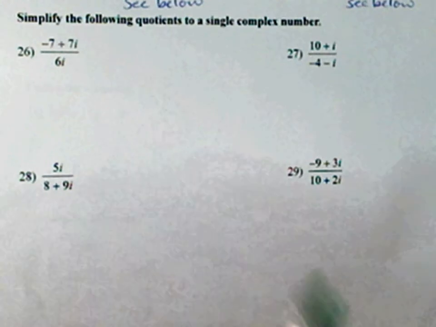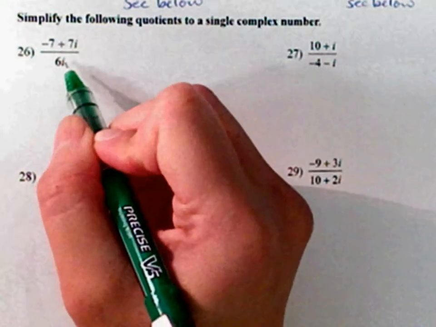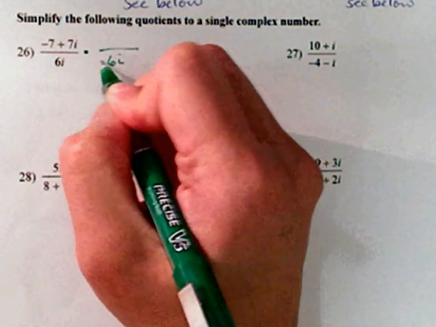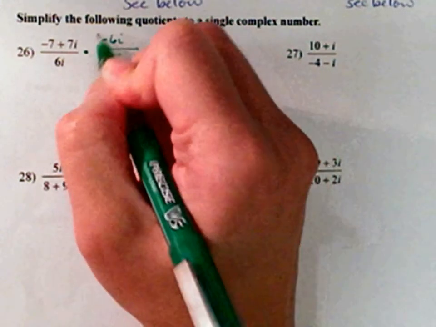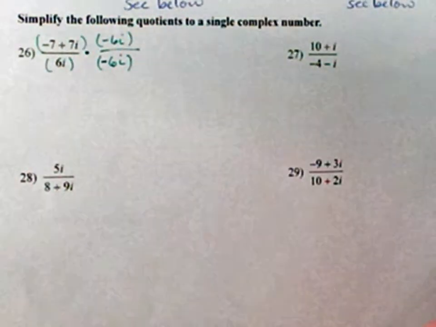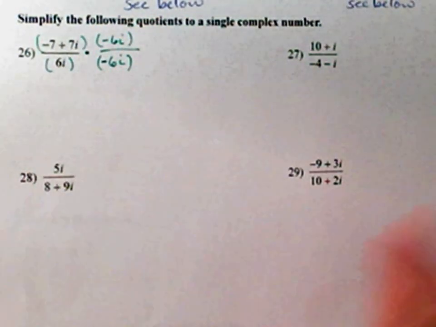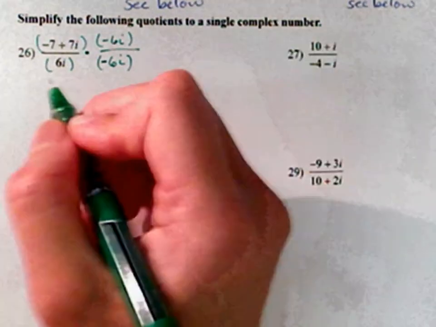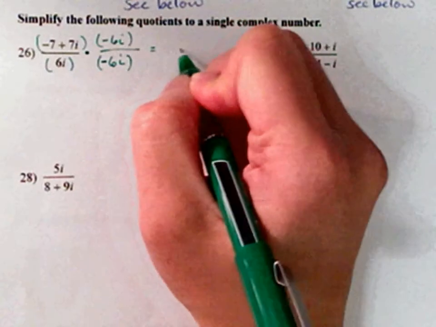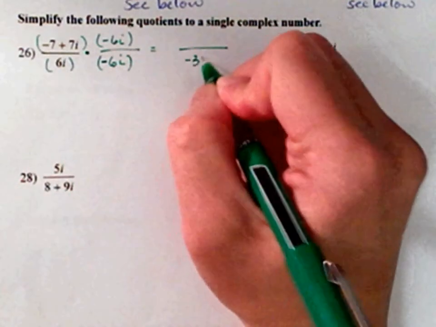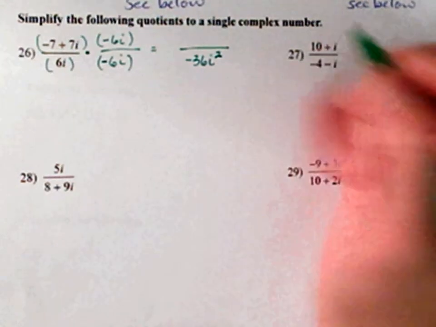So for number 26, we want to get rid of the I in the denominator, so we're going to multiply it times your conjugate, which is negative 6I, just like that. I like my students to put parentheses around them, otherwise they might forget and they will not multiply, okay? So, continue on. 6I times negative 6I is negative 36I squared, and you will see what I will do with that in a little bit.